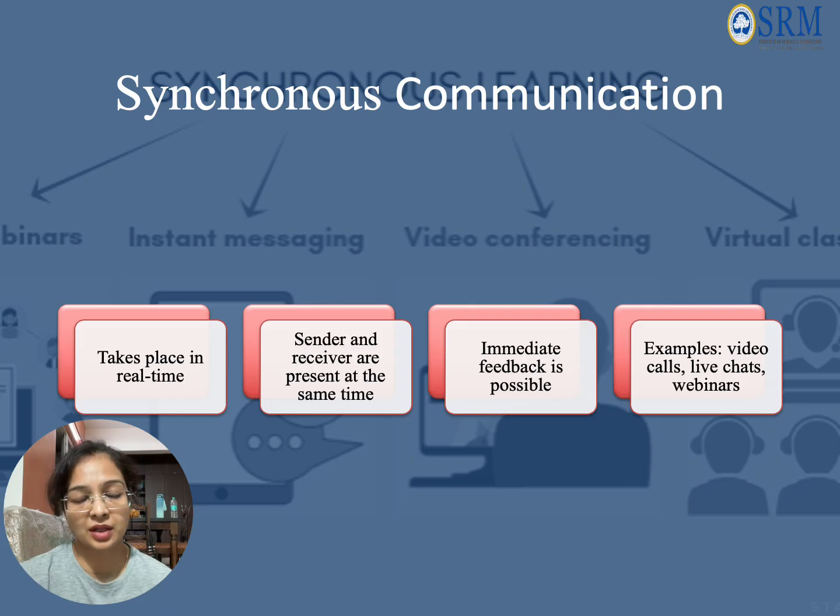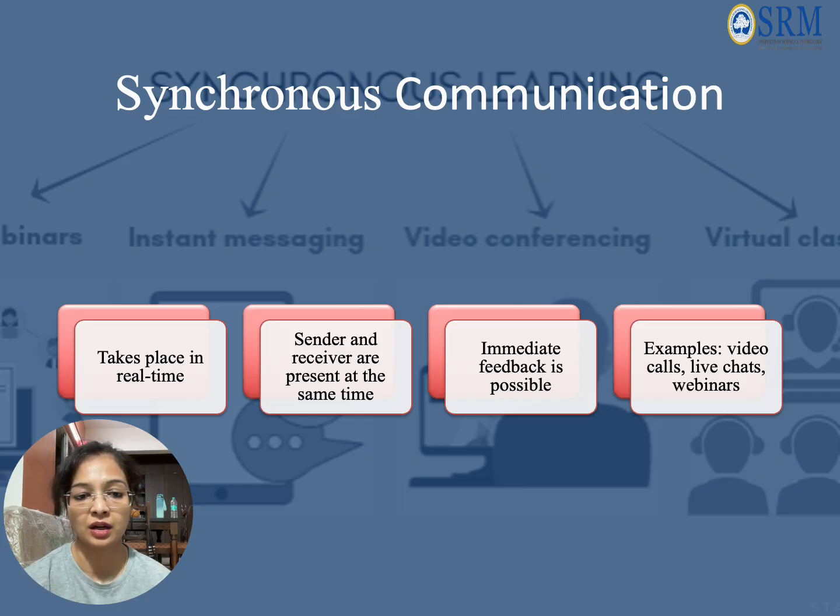Talking about different types of communication, one of the major types is divided on the basis of feedback. When we talk about the type based upon feedback, we have synchronous communication. That means communication which happens in real time. Both the sender and the receiver are present at the same moment, they communicate at the same moment, and they give feedback at the same moment.